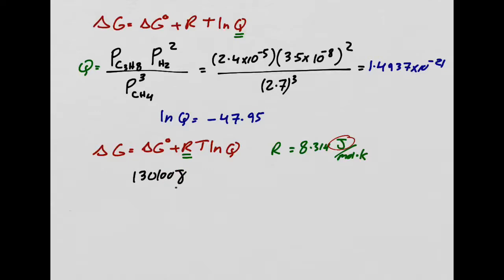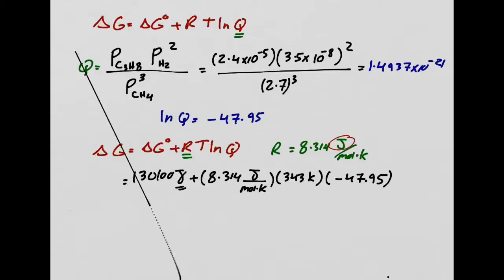130,100 joules. Okay, so plus, now my constant is 8.314. That's also joules per mole Kelvin, right? Okay, now my temperature is 343 Kelvin. Now my ln of Q, I already put that in, is minus 47.95. So far so good.